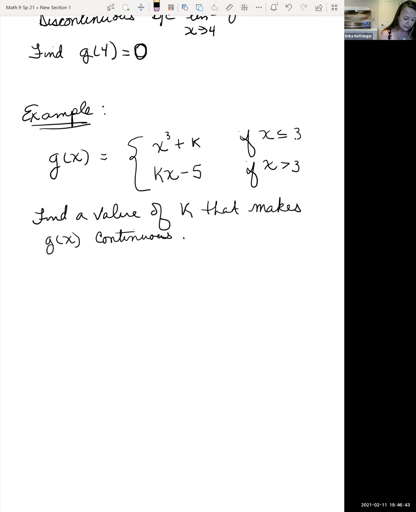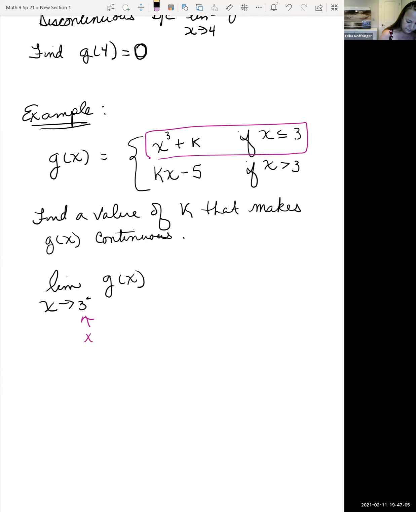So let's first look at the limit as x is approaching 3 on the left of our function g of x. Okay, so again, this would be approaching 3 on the left. These are x values which are smaller than 3, so we'd use this first equation. Don't get caught up because there's multiple variables in here. So we're going to look at the limit as x is approaching 3 on the left of x cubed plus k.